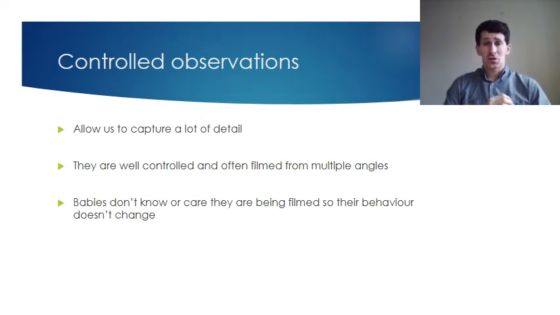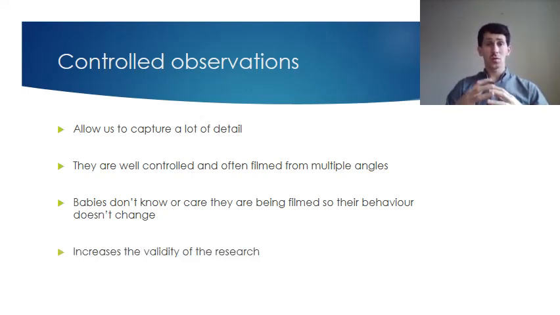And another benefit of a controlled observation, especially using babies, is that they don't care that they're being filmed. Okay, so their behaviour shouldn't change as a result of being filmed. Whereas in adults, we get things like social desirability bias or demand characteristics. With babies, we don't get that. So overall, the fact that we can capture a lot of detail, view it from multiple angles, and the fact that a child's behaviour isn't changed, increases the validity of this particular piece of research.